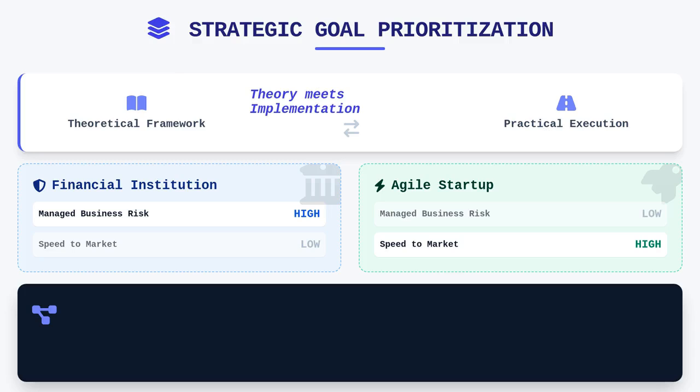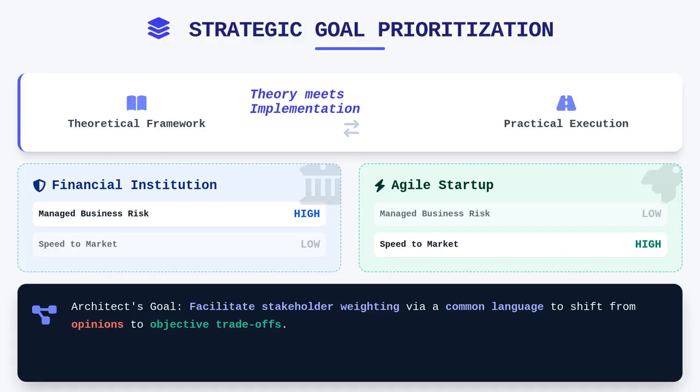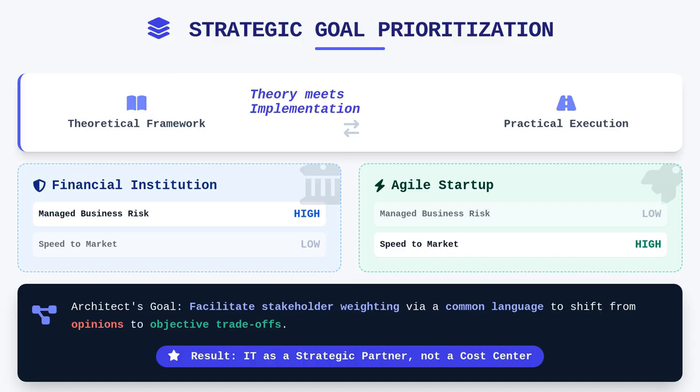Your role as an architect of the governance system is to facilitate the selection and weighting of these goals with key stakeholders. Using the framework as a common language allows you to move beyond opinions and discuss trade-offs in a structured, objective manner. When you align your governance efforts with these validated goals, you increase the likelihood that it will be viewed as a strategic partner rather than a cost center.